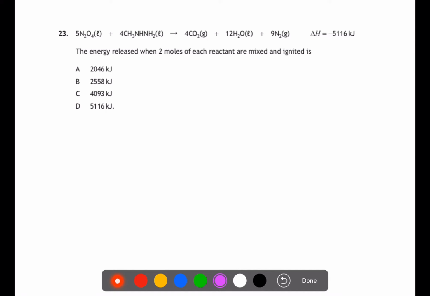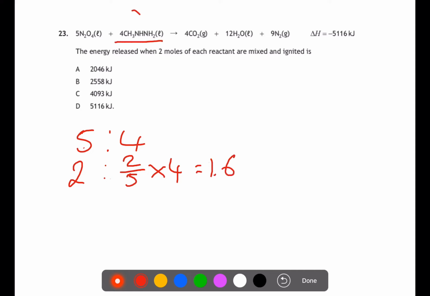Question 23. The energy released when 2 moles of each reactant are mixed and ignited is what? So in the original reaction, we have a 5:4 ratio. When reacting 2 moles of each reactant, we need to find out which of these is in excess to be able to work out what to do with the values given. If we start with 2 moles of this reactant, to work out how many of the other reactant we need, we would do 2 divided by 5 times by 4 to get 1.6. This means that this one is in excess.